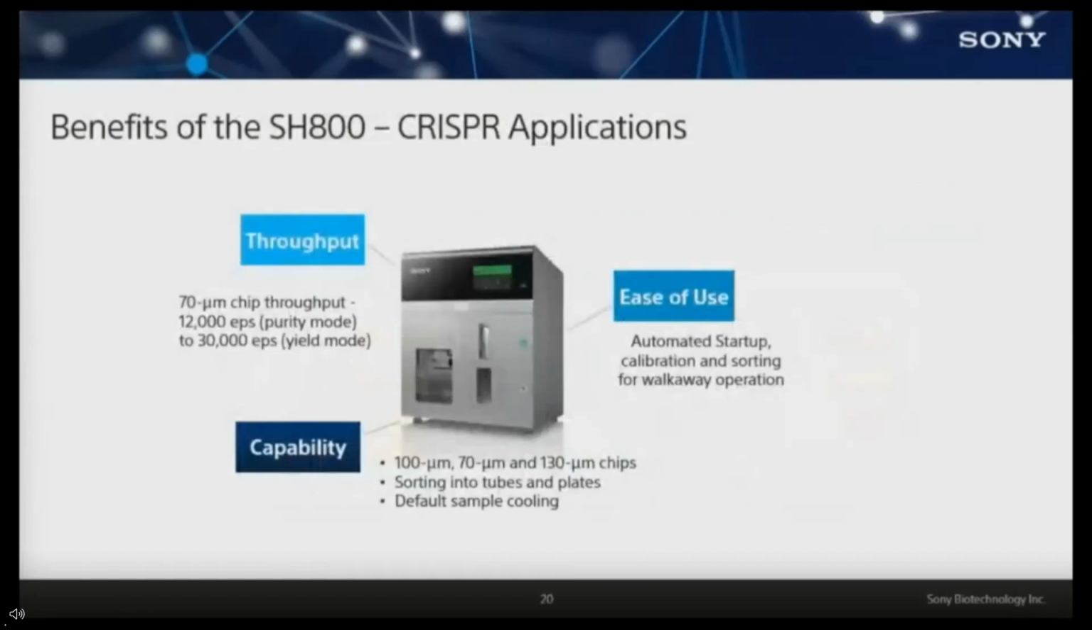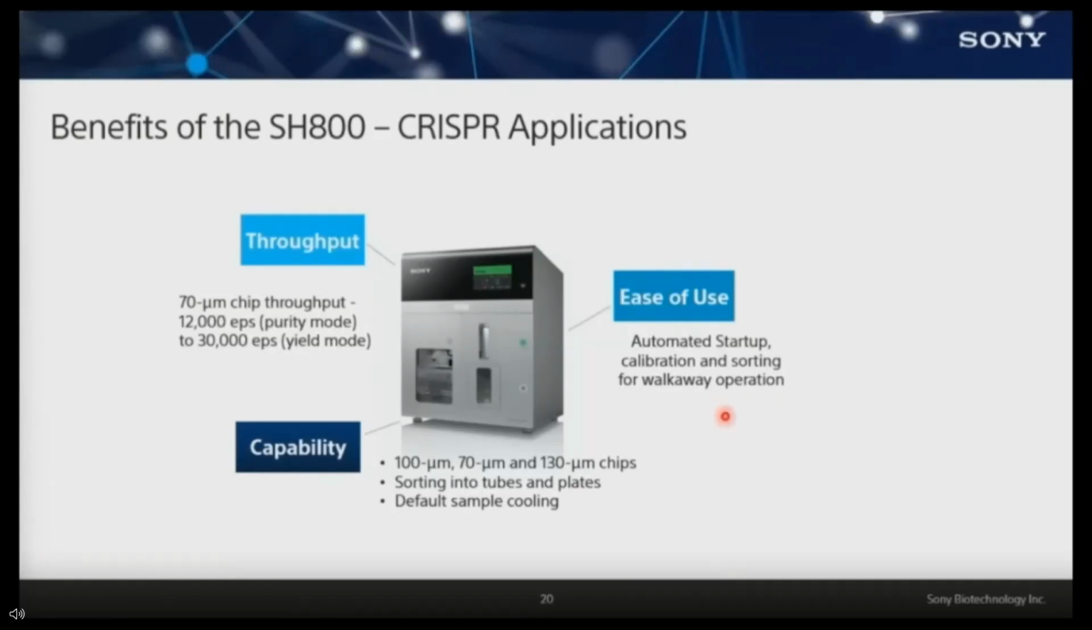Moving on to the benefits of the SH800 for CRISPR applications. Again, none of these sorts or assays are really complicated. They're not high parameter. But at the end of the day, if you couldn't put this in your laboratory and have it run reliably and consistently, that would be a problem. If you couldn't have people easily use the system with automated features and calibration and walk-away features, it might be more challenging for your lab to actually adopt this.